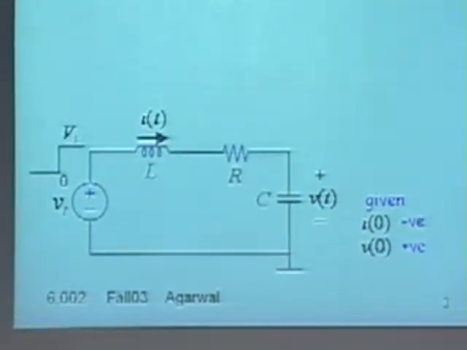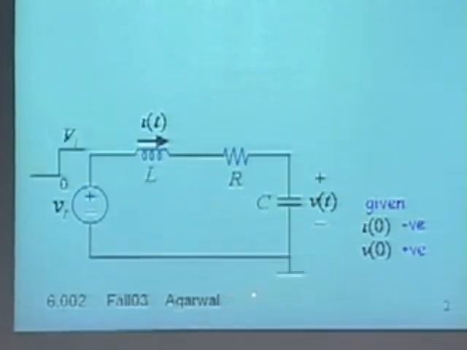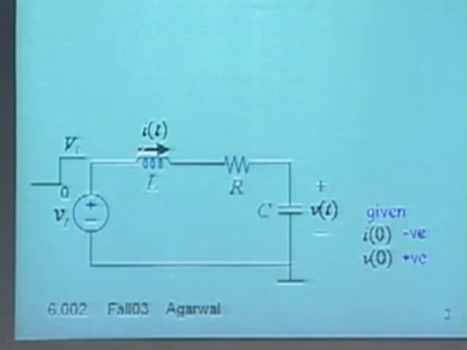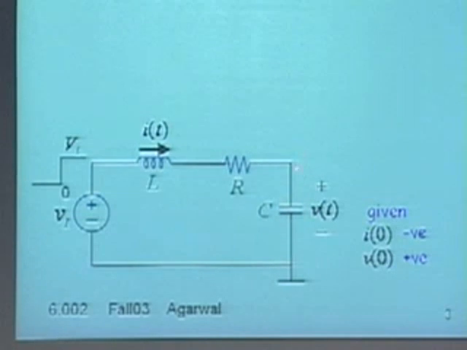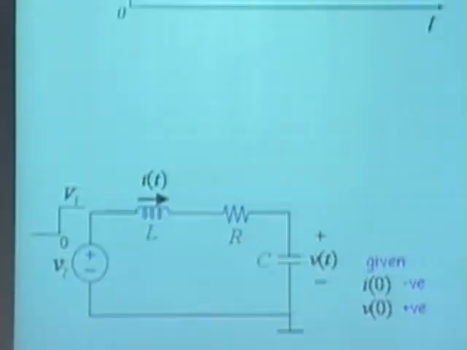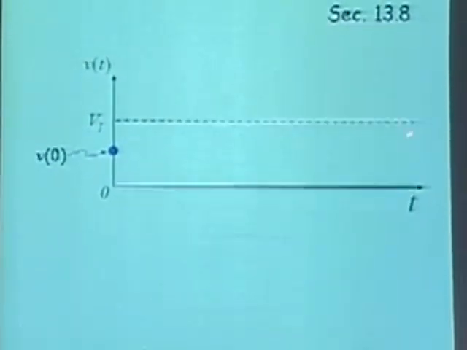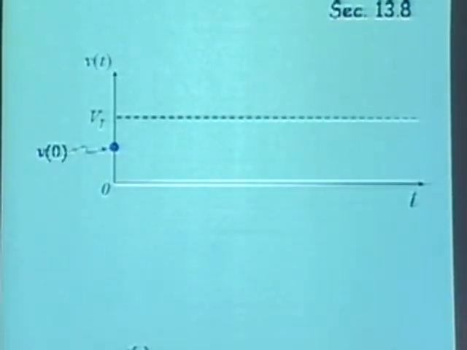You should be able to get this by observation. VI. And why is it VI? It's VI because this is a DC value VI, and after a long time, this guy behaves like an open circuit to DC. This guy behaves like a short circuit to DC. So since it's an open circuit, VI will appear here after a long time. And so therefore, after a long time, the capacitor voltage is going to be at VI. And I just show you that.